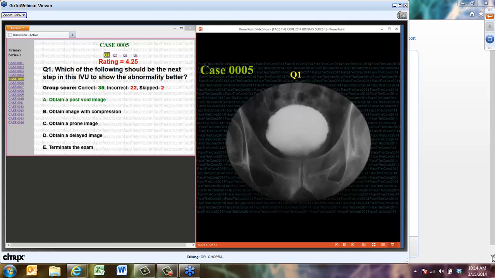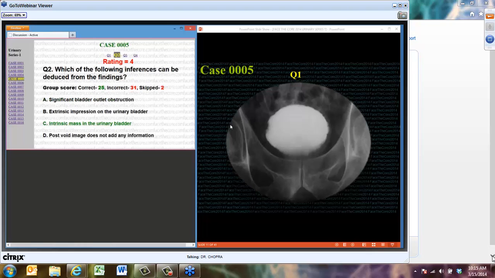You will be practicing IVP as you go into practice, unless you're in a very specialized practice. You will do at least 2 to 5 IVPs a day. So you need to be able to read an IVP. So you're not going to obtain an image with compression. That doesn't work in the urinary bladder. That is only to see the collecting systems, and then in post-release the ureters. You are not going to obtain a prone image. That's not going to help you. You're not going to obtain a delayed image, and you have not yet finished the exam, so please do not terminate the exam. What you need to do is a post-void image.